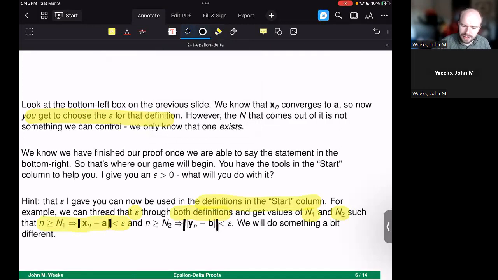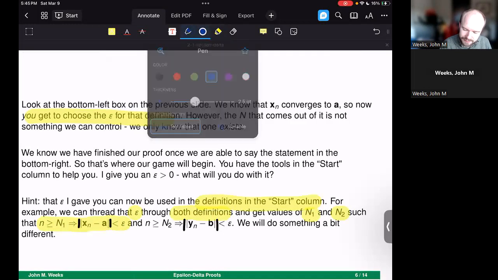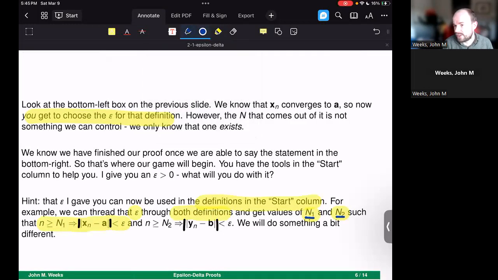But there's a couple of issues here. One is I have two values, n1 and n2. Well, that one is fixed pretty neatly. We can just say, let's take a cutoff point that is bigger than n1 and n2. Or you can even just say, let's take the max of n1 and n2. Notice now for any values of n greater than this big N, the distance between x sub n and a and the distance between y sub n and b are all less than epsilon.